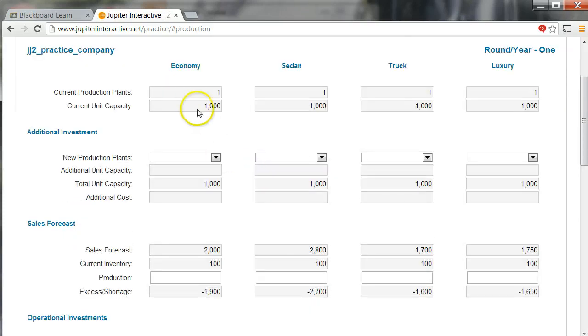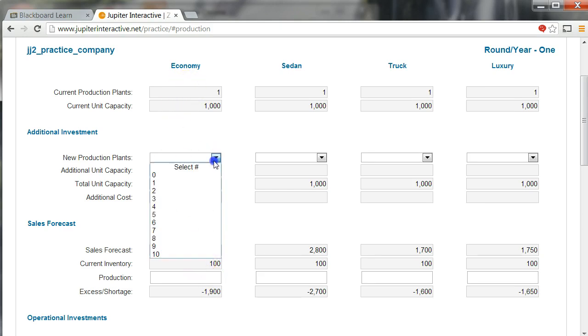Now I'm in production. For the economy class, I said I'm going to build 2,000 cars. I have 100 cars in inventory, so I need to produce 1,900 vehicles. I only have one production plant that can make 1,000 vehicles.